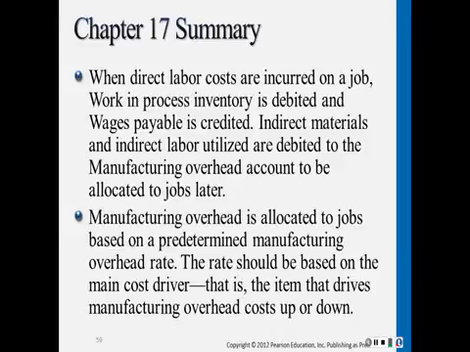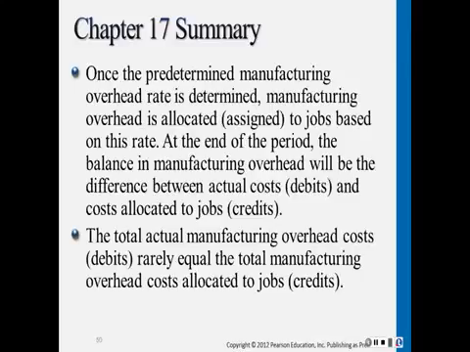Manufacturing overhead is allocated to jobs based on a predetermined manufacturing overhead rate. The rate should be based on the main cost driver, that is, the item that drives manufacturing overhead costs up or down. Once the predetermined manufacturing overhead rate is determined, manufacturing overhead is allocated or assigned to jobs based on this rate. At the end of the period, the balance in manufacturing overhead will be the difference between actual costs, debits, and cost allocated to jobs, credits. The total actual manufacturing overhead costs, debits, rarely equal the total manufacturing overhead costs allocated to jobs, credits.